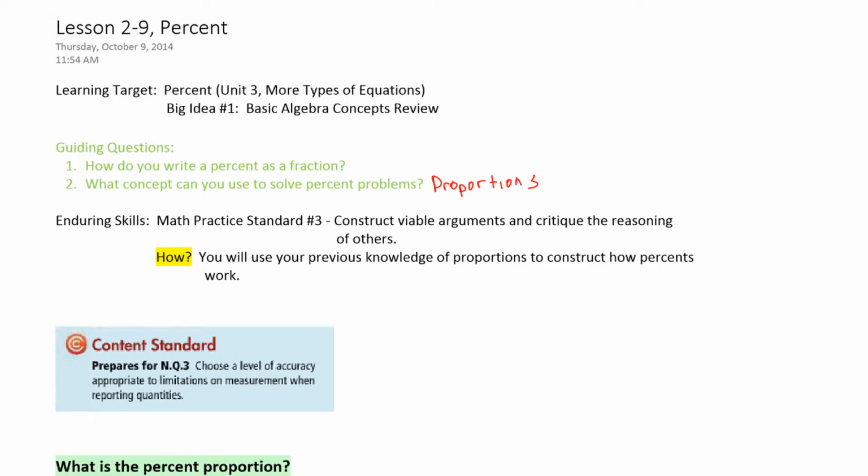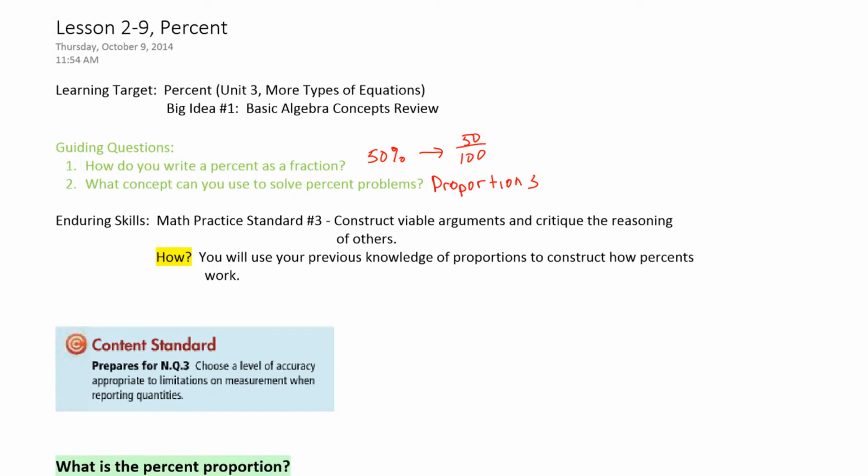And as for the other question above, I should have written this down when I talked about it. If I'm talking about 50%, 50% as a fraction means 50 over 100. So we know as a fraction, percent is whatever you're talking about over 100.